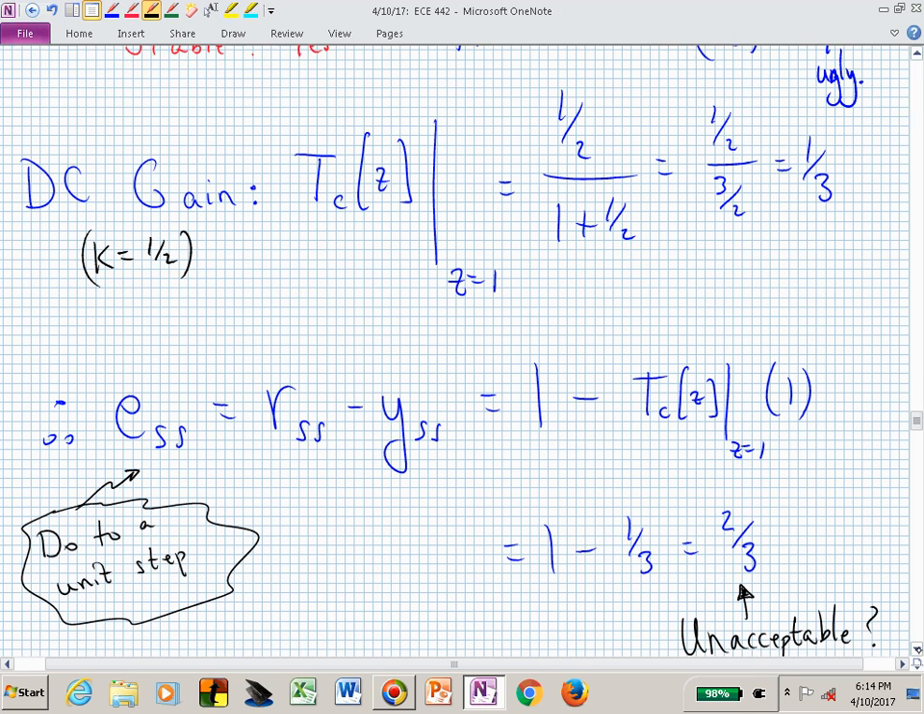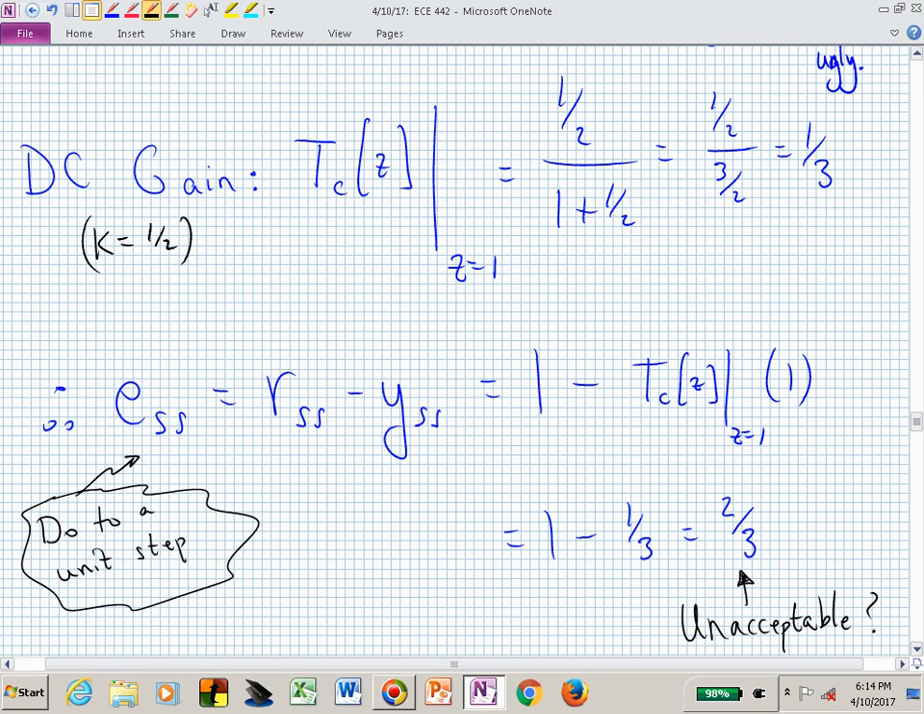So if I was looking at the steady state error for this choice of gain k, I've stabilized my system. My steady state error depends on my reference, and let's just pick it to be a unit step. My DC gain was 1/3, so my steady state output is 1/3 times 1, or 1/3. I take 1 minus 1/3, and I get 2/3 for my steady state error.